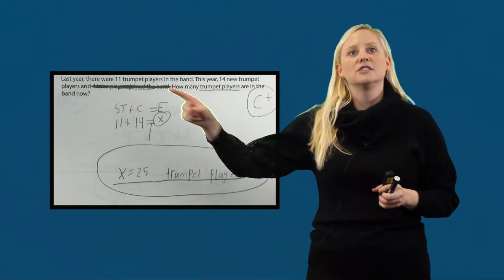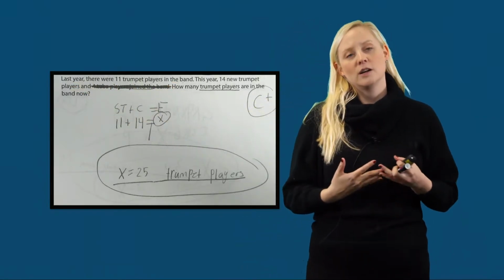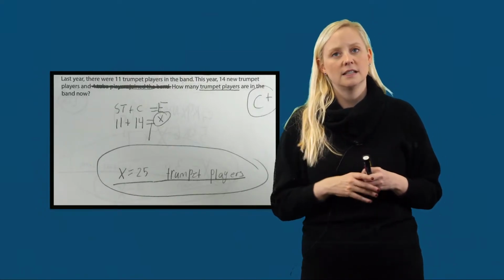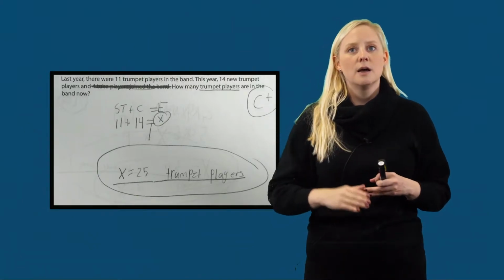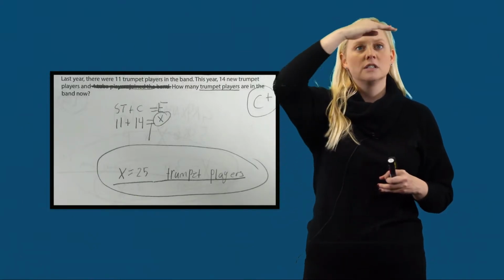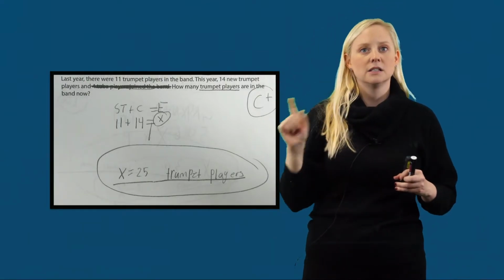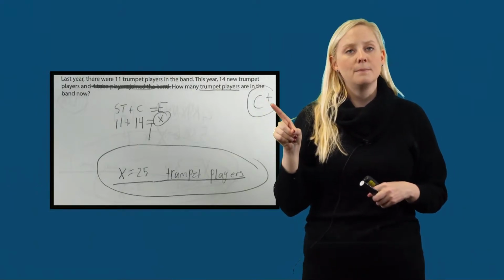So here we see the student cross out the irrelevant information because the question was not asking about trumpet players in that section of the sentence. Then the student correctly identified this as a change increase because we have trumpet players and 14 new trumpet players joined the band. We have an amount and it's increasing. So the student put a C to identify that it was a change problem and a plus to identify that there was an increase.